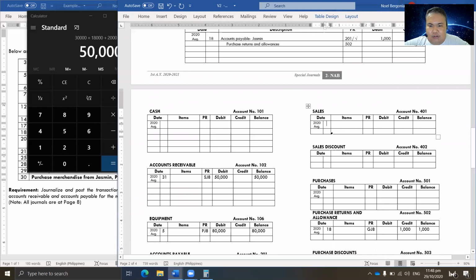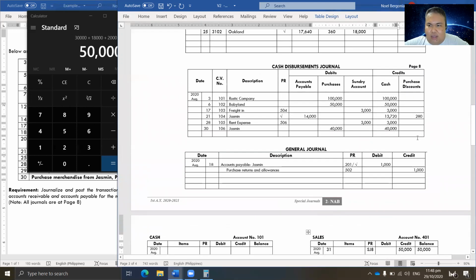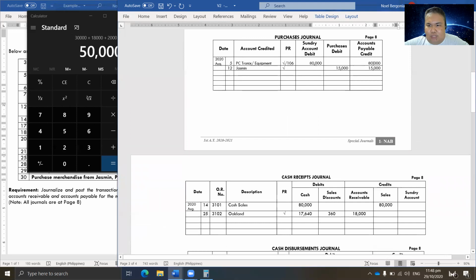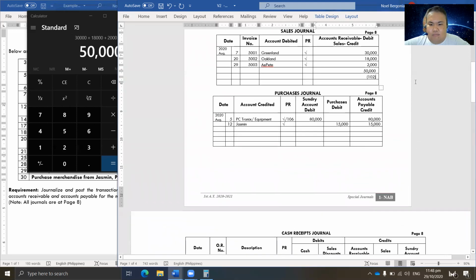So date again, 31. Okay, so saan ulit galing? Sales journal, page number 8. Diba credit yung sales? 50,000. So sa credit, 50,000. And then we have a balance of 50,000. So the account number is 401. So punta po tayo doon sa sales journal ulit to put it as 401. Okay, so ayan. So we're done with the sales journal.